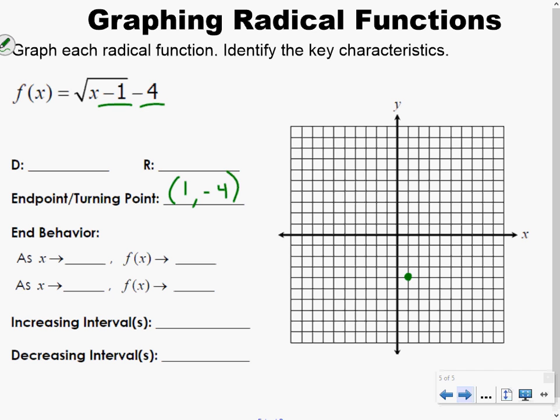Now, what I'm going to do from here is just type this function into my calculator, look at the table, really what we've always done for graphing, just to get the rest of the points that I'm going to plot. Once I get those points, I'm going to put them on my graph, connect them, and then we'll look at the information that we have.